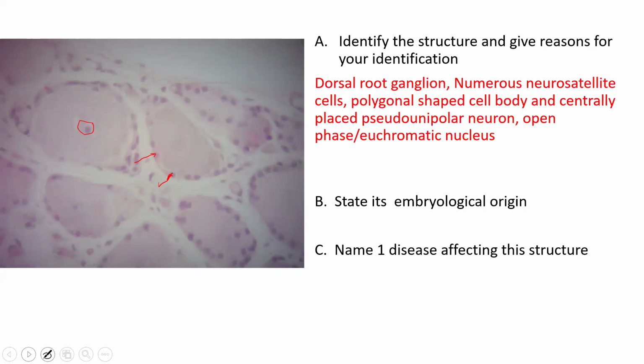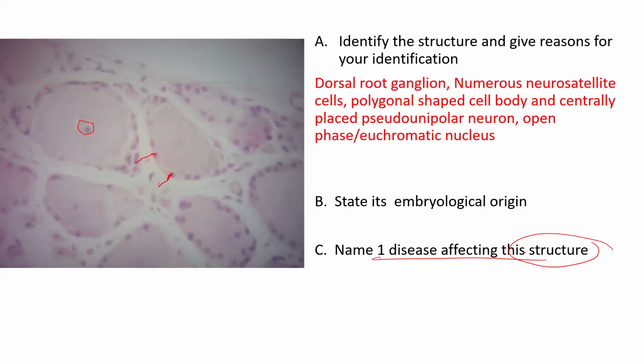What's the origin of the dorsal root ganglion? Neural crest cells. Kindly do not forget that. Name one disease affecting this structure. This question might not be for your level, but okay, this is more of pathology.